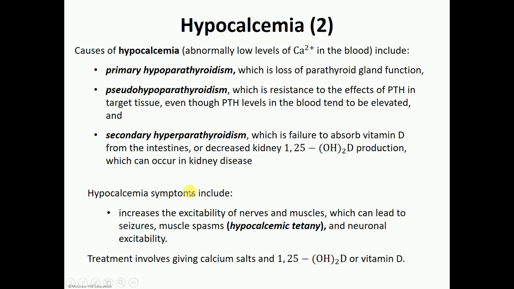Now, for the symptoms of hypocalcemia, we have increased excitability of nerves and muscles. So remember I said that for a patient that just came out of a thyroidectomy surgery, you want to check the reflexes, you want to look for increased excitability, seizures, muscle spasms. That's known as hypocalcemic tetany, and increased neuronal excitability. The treatment would be to give calcium salts and vitamin D. If it is due to the removal of the parathyroid glands, like in primary hypoparathyroidism, the patient would have to be getting synthetic PTH for life.